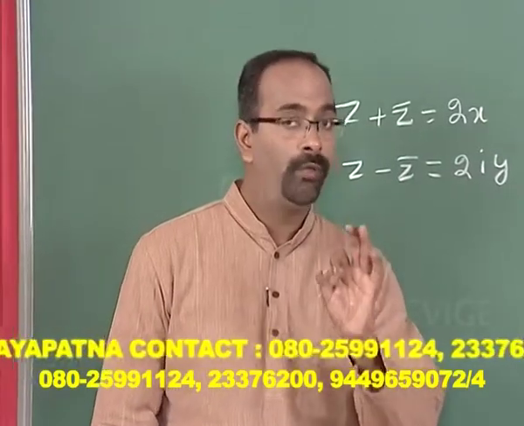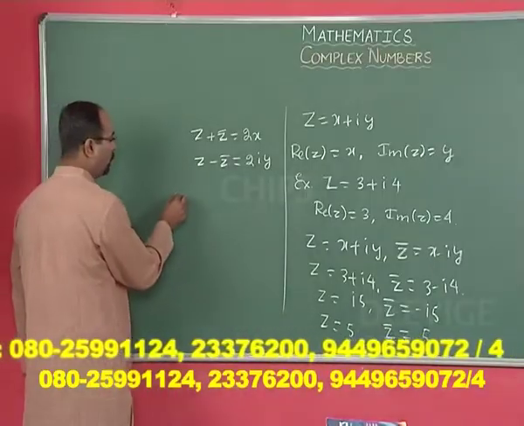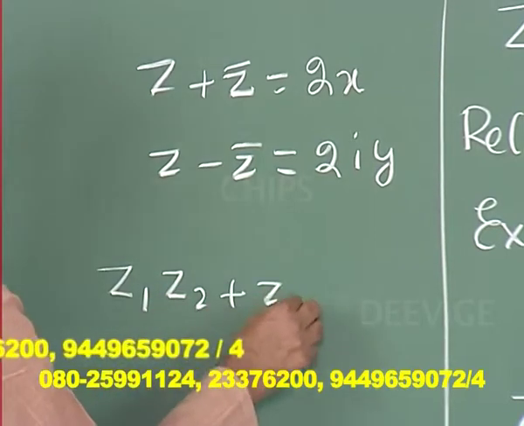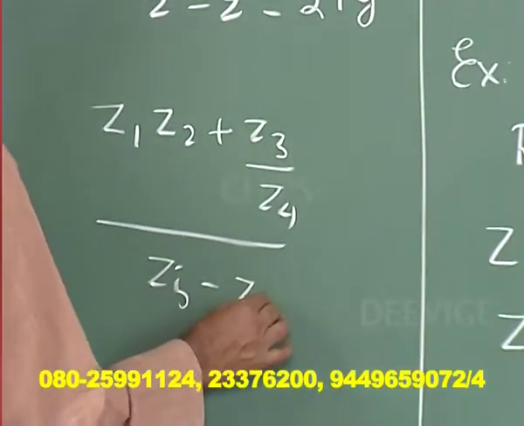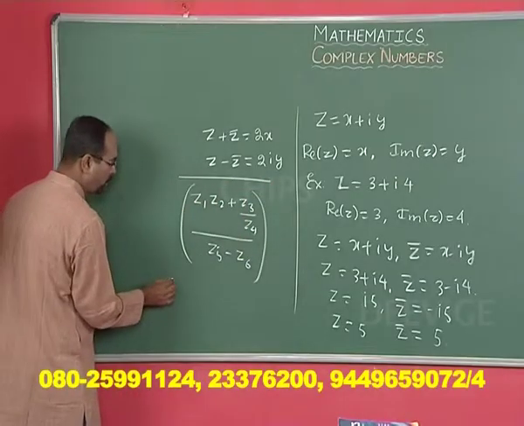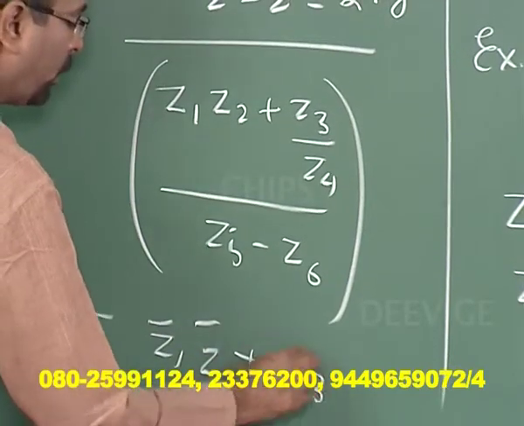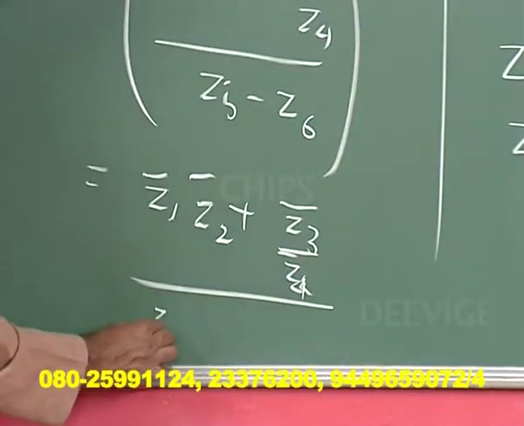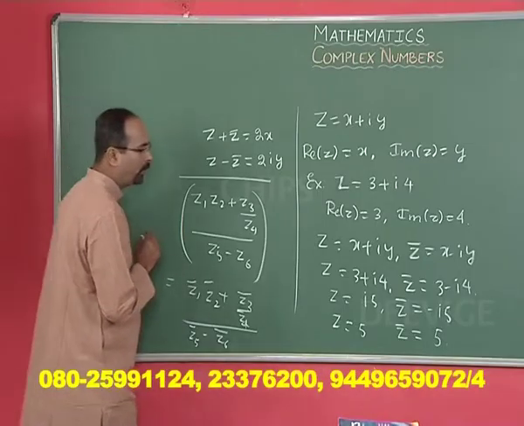And a very important property of a conjugate of a complex number is this. Let me summarize all other properties in one single shot. (Z1 Z2 + Z3/Z4) / (Z5 - Z6), whole bar, in simple terms is given by (Z1 bar Z2 bar + Z3 bar/Z4 bar) whole divided by (Z5 bar - Z6 bar). This is one of the very important properties.